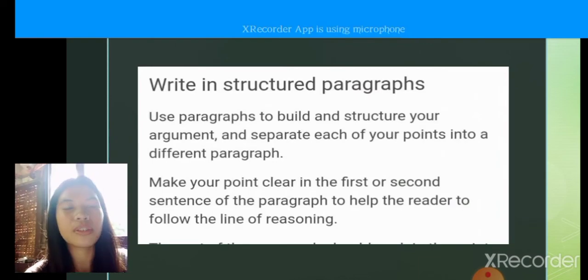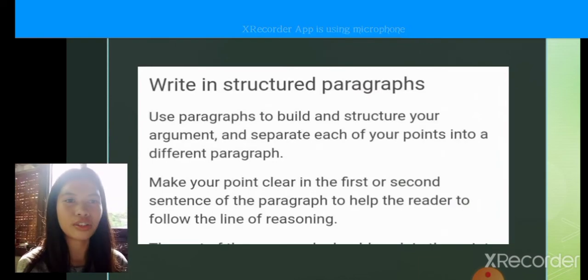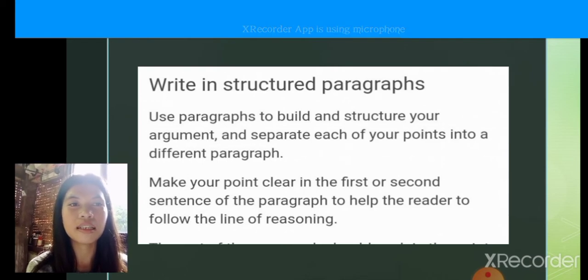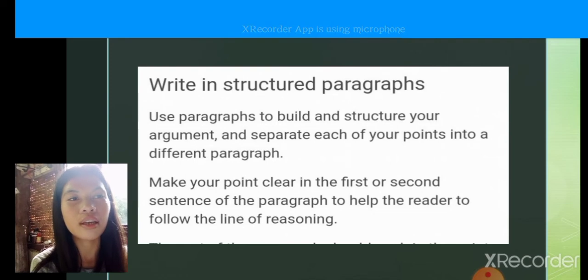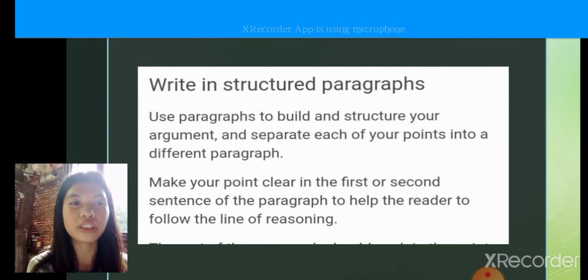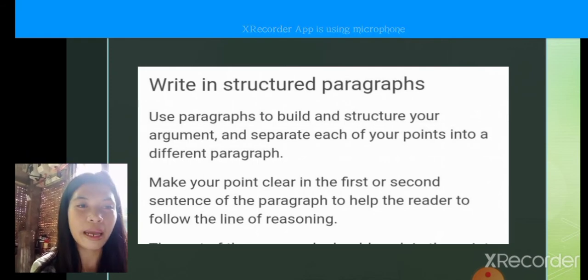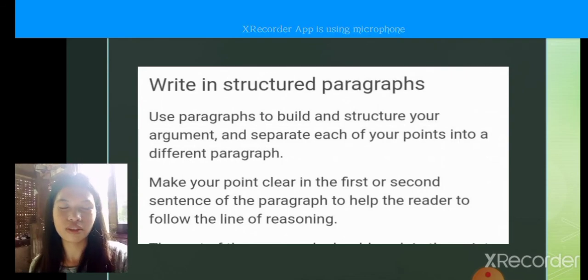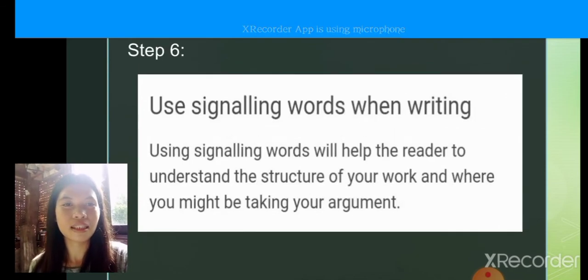So, step 5, write in structured paragraphs. Use paragraphs to build and structure your argument and separate each of your points into a different paragraph. Make your point clear in the first or second sentence of the paragraph to help the reader to follow the line of reasoning. So, step 6, use signaling words when writing.